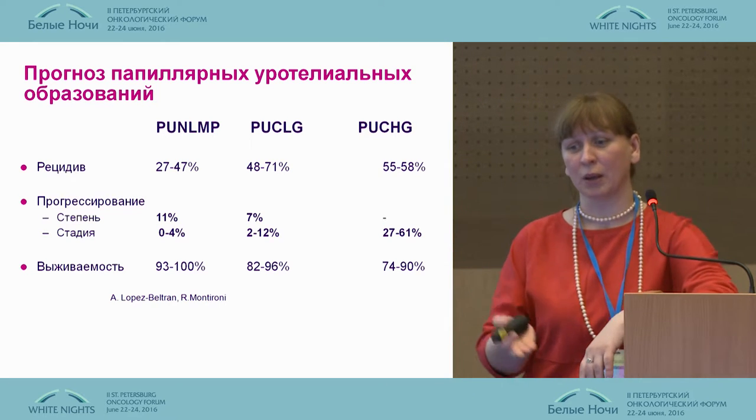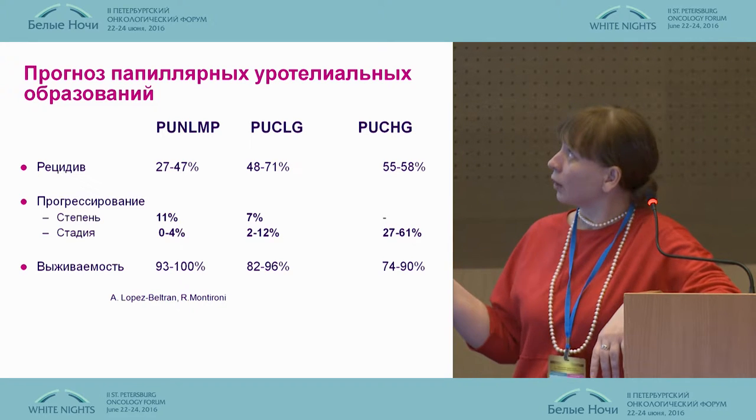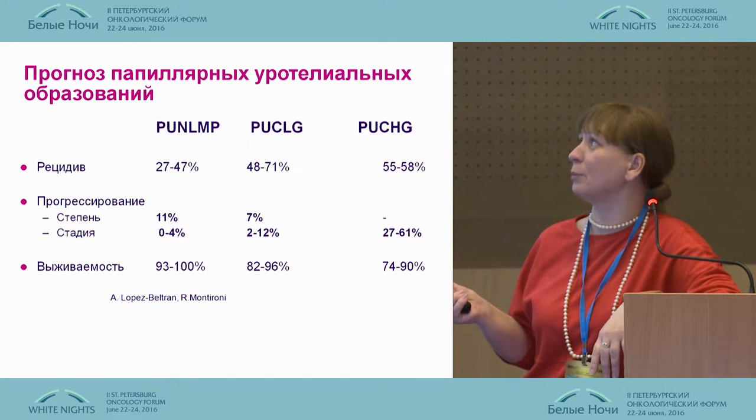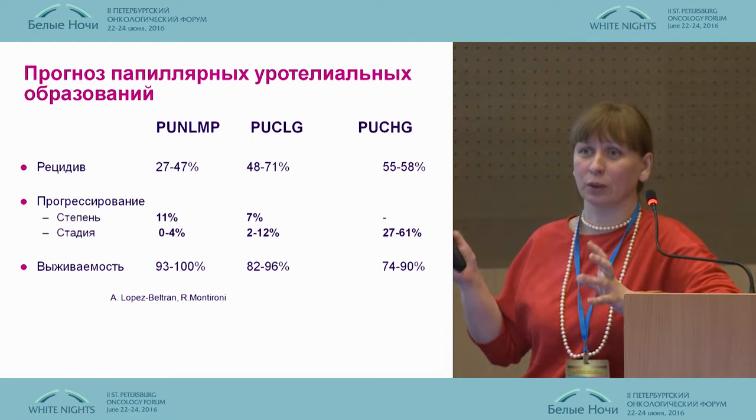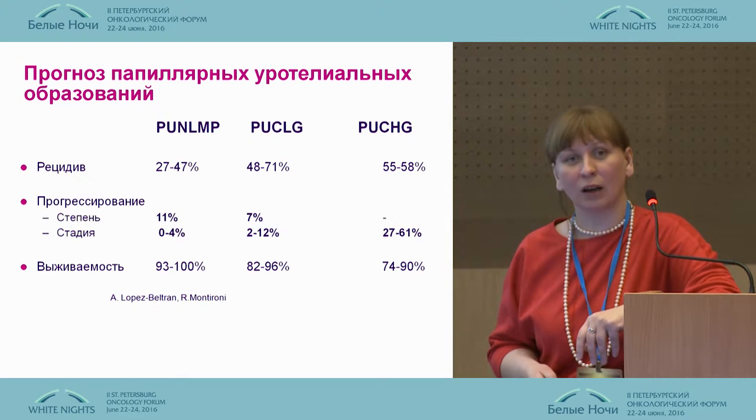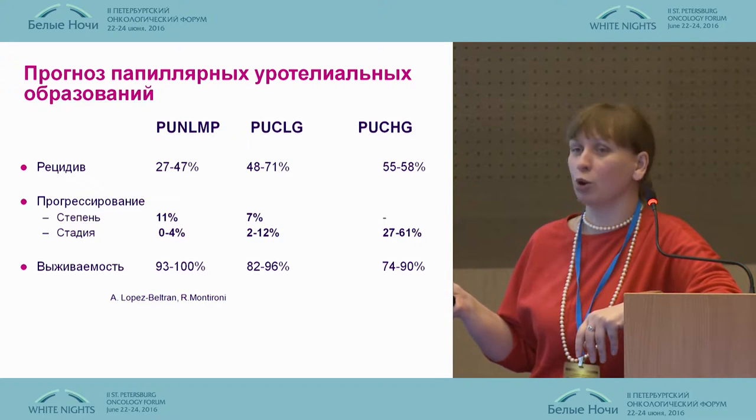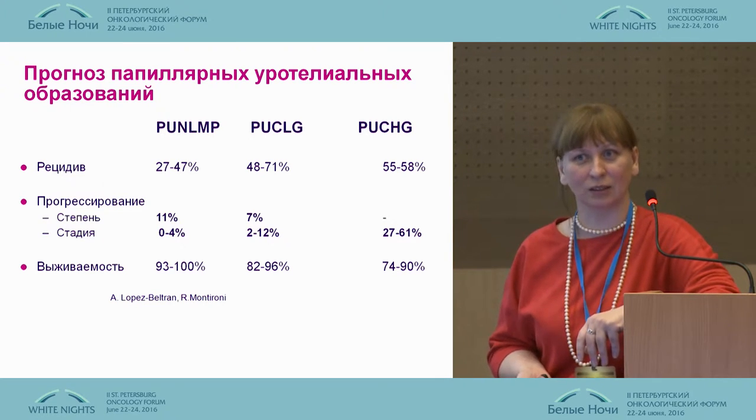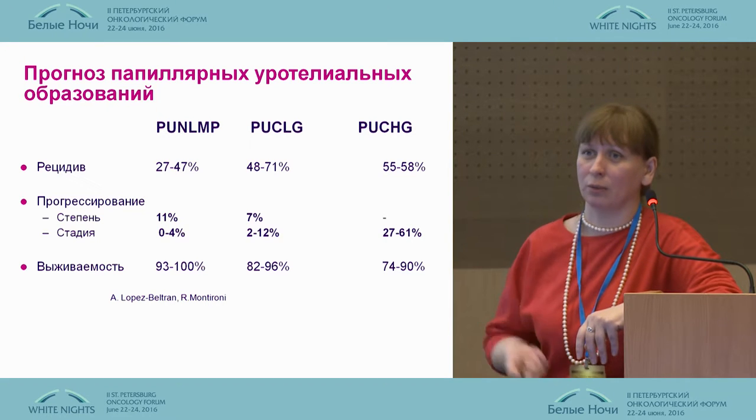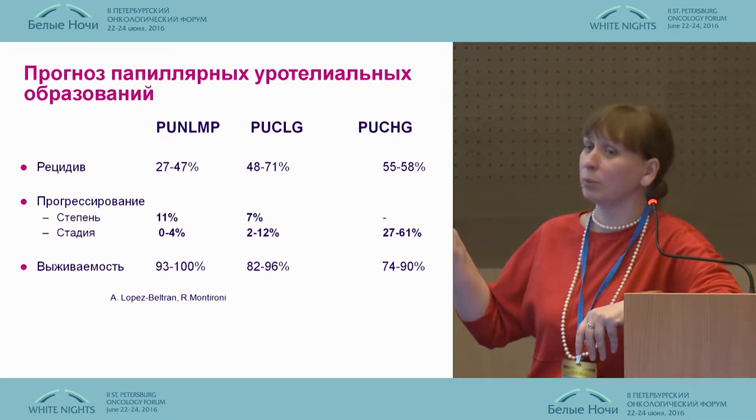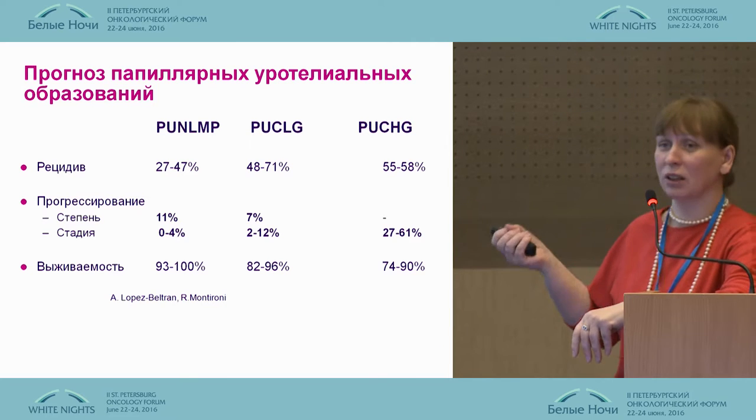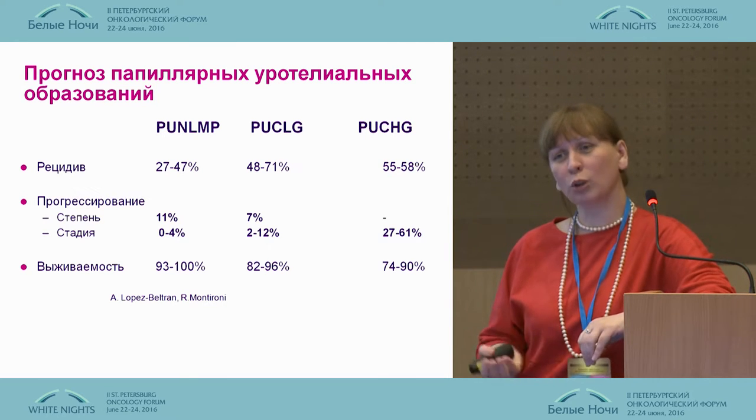If we look at these two types of papillary tumors, here is recurrence in almost half of cases and progression to the high grade. So the stage can go from Ta to T1. The papilloma cannot give T1. This is hyperdiagnostics of papillary neoplasm of low malignant potential and hypodiagnostics of low-grade papillary urothelial carcinoma.